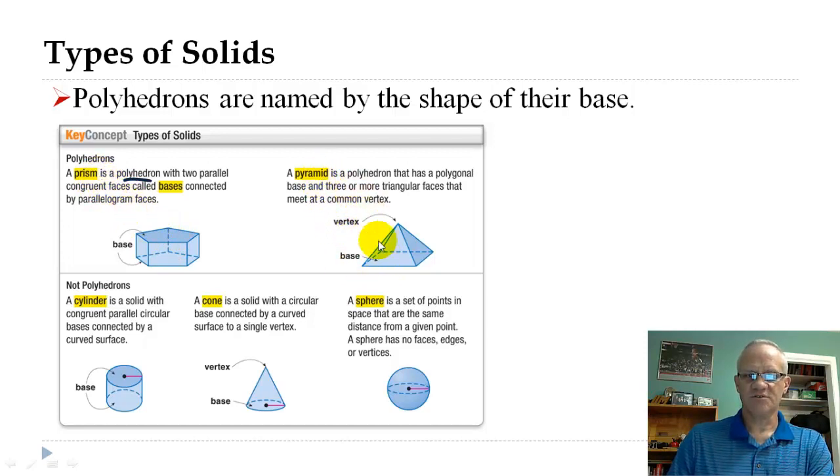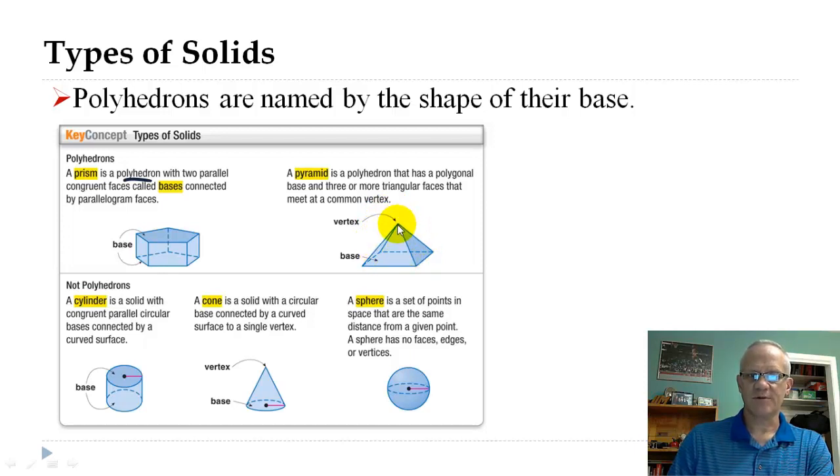Pyramid, as you can see, looks slightly different. It is a polyhedron as well. It has a base that's a polygon. In this case, it looks like it's a square or perhaps a rectangle. And then it has 3 or more triangular faces that meet at a common vertex. So here, it looks like it's got 1, 2, and then around the back 3, and around the side 4. 4 triangles that come together to this one spot up here.